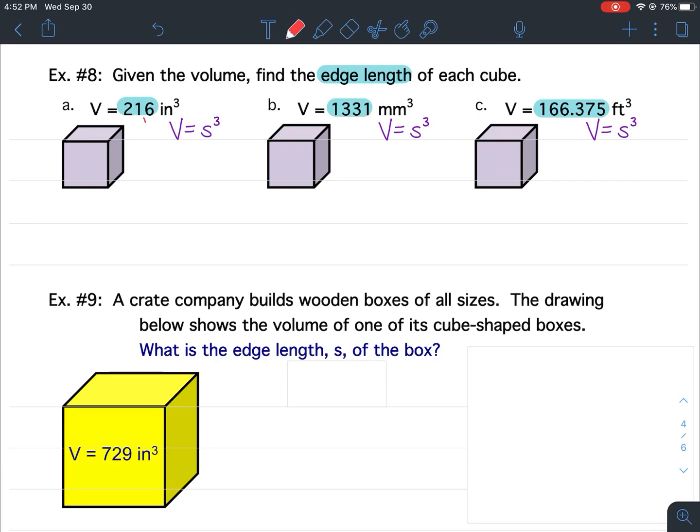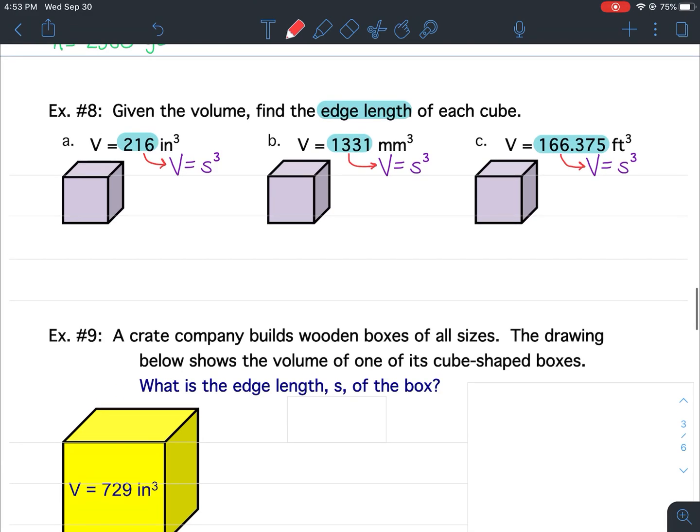So the 216 is going to go in for the V because it's the volume. 1,331 goes in for the volume. Each one of these will replace the V. And we're going to be solving for the edge length, and the edge length is S. So up here where we wrote edge length, I want you to put that this is S. We're solving for S.